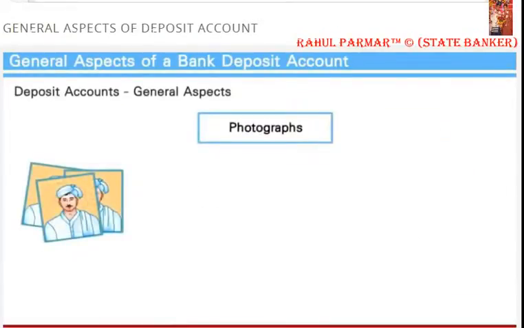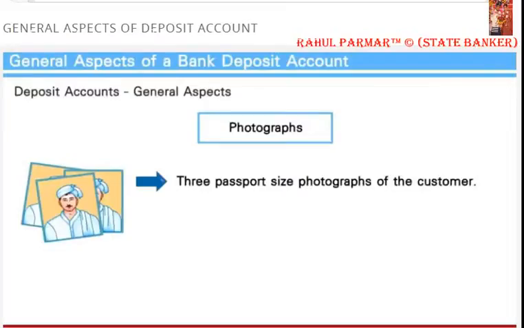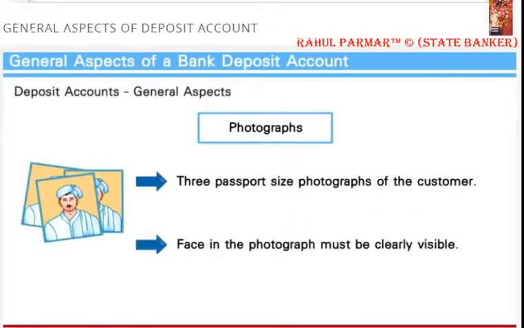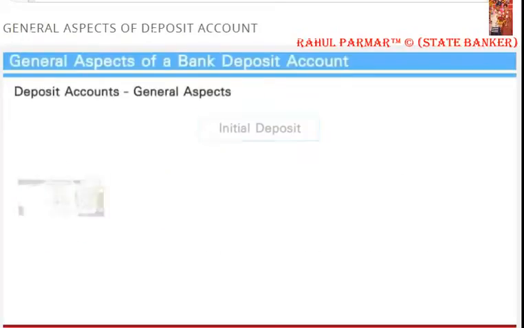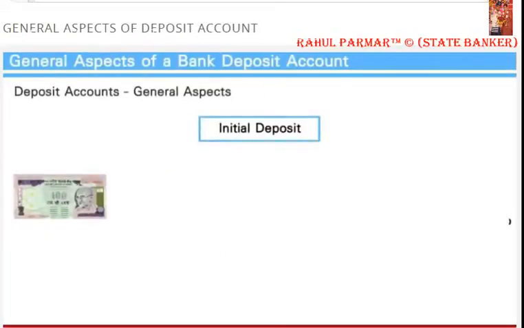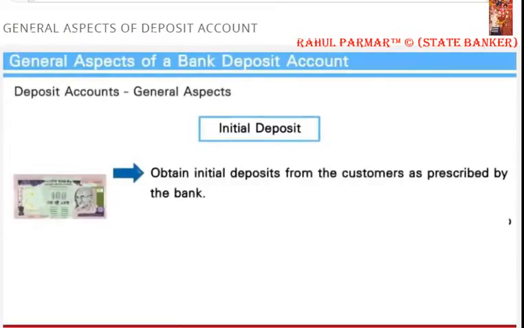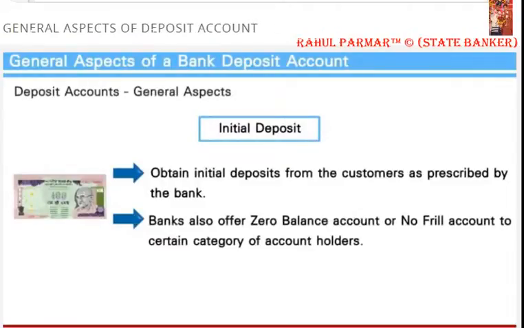As per the existing guidelines issued by the Reserve Bank of India, all banks should obtain at least 3 passport-size photographs of the customer. The face in the photograph must be clearly visible. As per the existing guidelines, all banks should also obtain initial deposits from the customers as prescribed by the bank. Banks also offer zero balance accounts or no-frill accounts to certain categories of account holders.